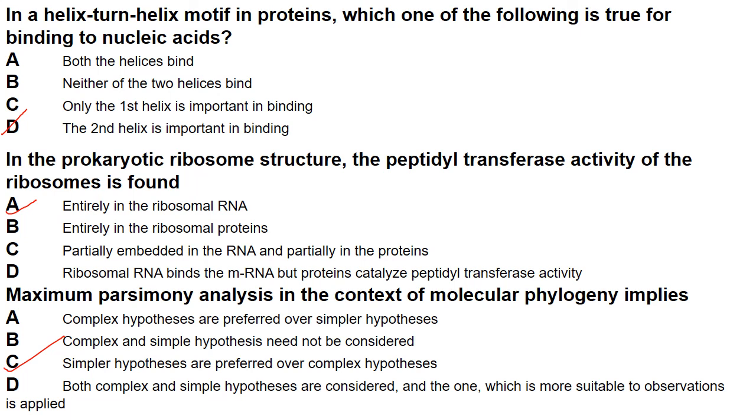Then next one. In prokaryote ribosome structure, the peptidyl transferase activity of the ribosome is found entirely in the ribosomal RNA. Answer is option A. Then maximum parsimony analysis in the context of molecular phylogeny implies. Parsimony is the principle that the simplest explanation that can explain the data is to be preferred. So the answer here is simpler hypotheses are preferred over complex hypotheses. Answer is option C. So that's it.